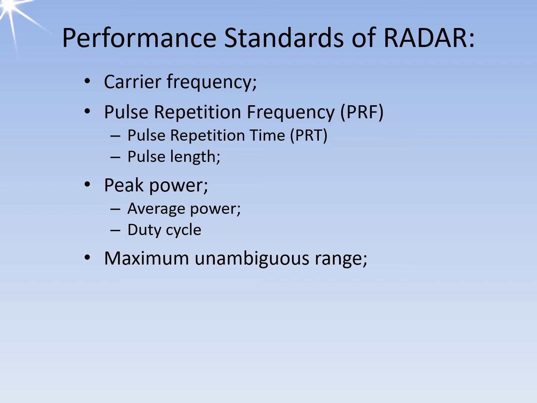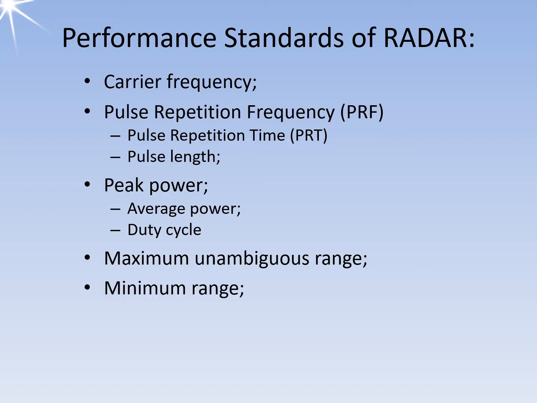The maximum unambiguous range is the longest range to which a transmitted pulse can travel out to and back again between consecutive transmitted pulses. In other words, the maximum unambiguous range is the maximum distance during which radar energy can travel round-trip between pulses and still produce reliable information.